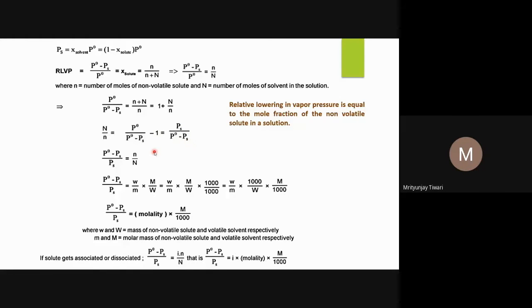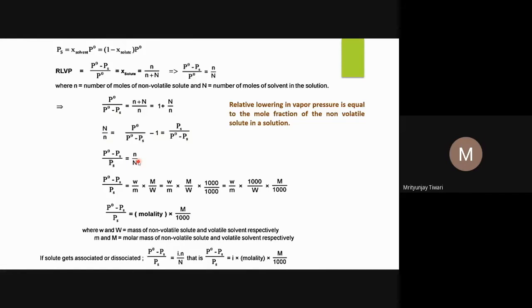So again, reverse it. P naught minus PS divided by PS will be equal to small n divided by capital N. The difference here is, instead of P naught, if you write PS here, you will get the same equation. You will just replace P naught with PS. You will get this, and this is the exact solution. This is exactly what we obtain. There is no approximation made here.